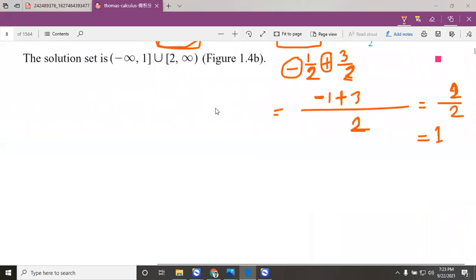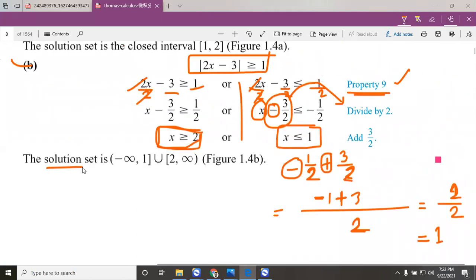Okay. So our solution set will be: the value of x is greater than or equal to 2. So we write it this way, from 2 till plus infinity. And another answer is x less than or equal to 1, so this will be minus infinity to 1.